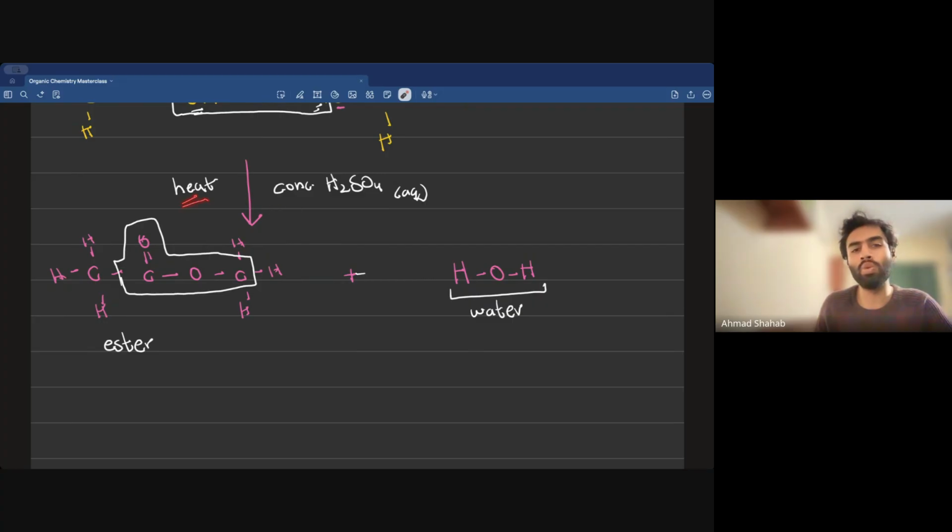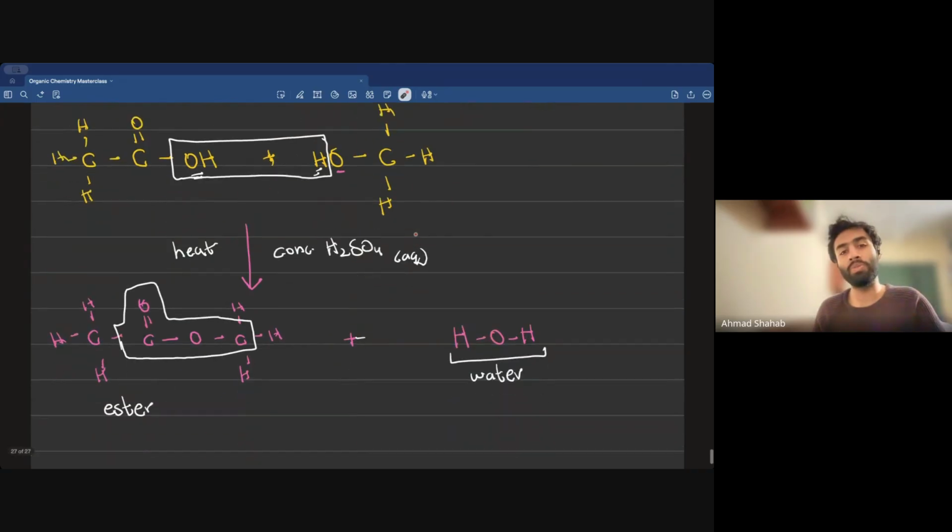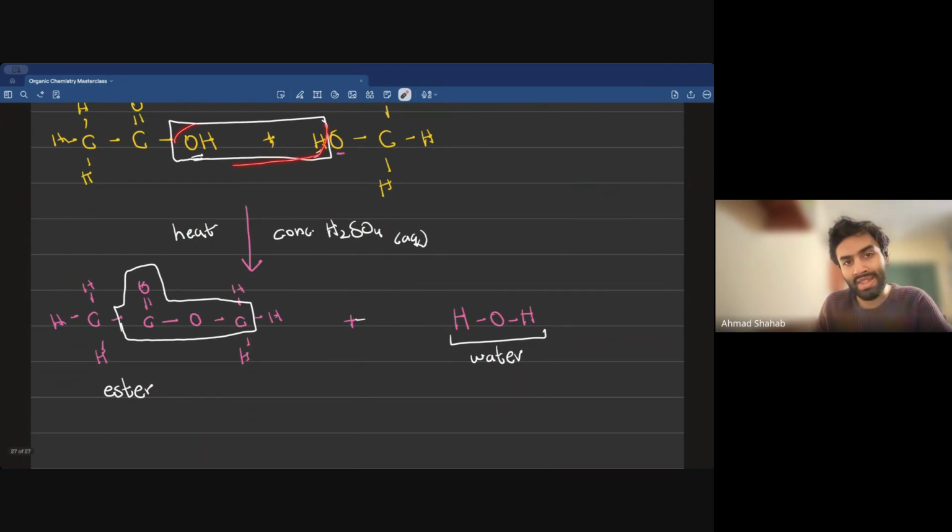So if you provide heat, if you have an acid as a catalyst, and you try to mix a carboxylic acid with an alcohol, what will form as a result is going to be an ester. And this middle part, the H from the alcohol and the OH from the carboxylic acid, again I'm repeating, are going to be condensed out as water, and the rest of the two molecules are going to join together to form this new molecule, which we refer to as an ester. Is this clear up till now? Plus water, of course.